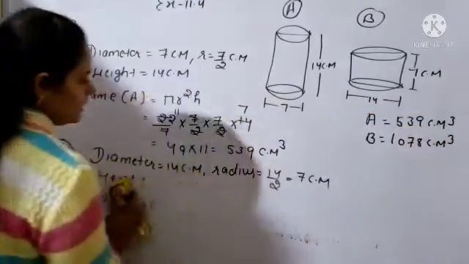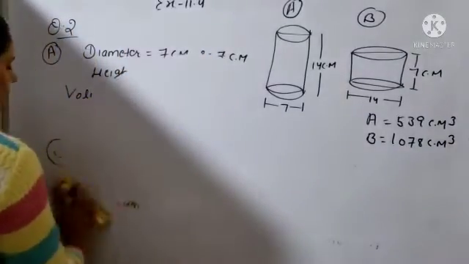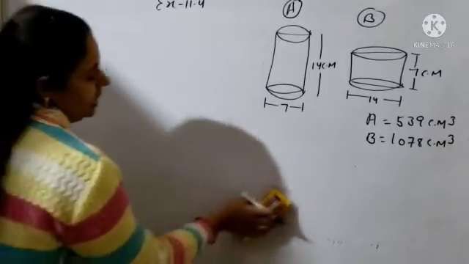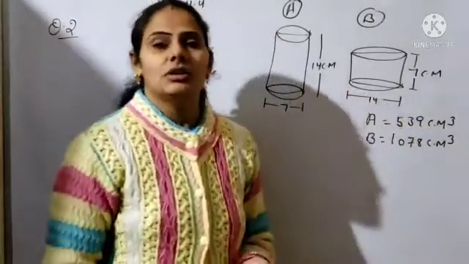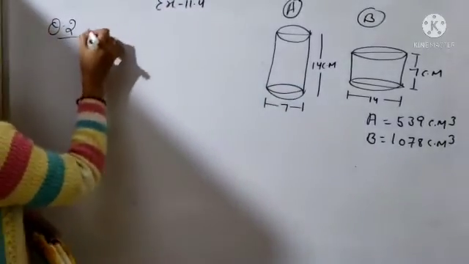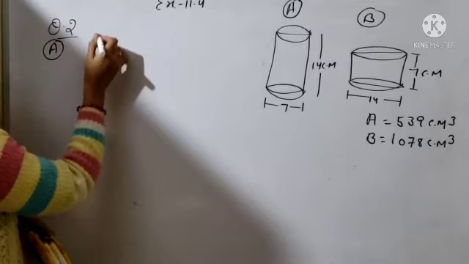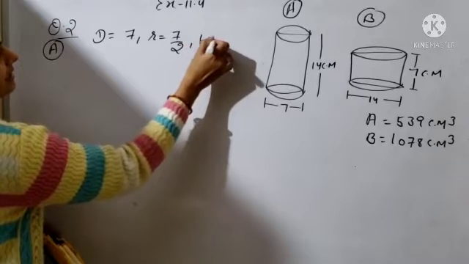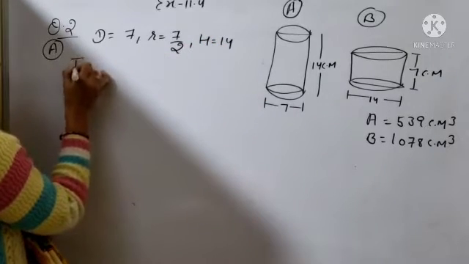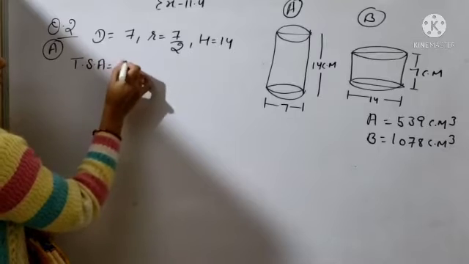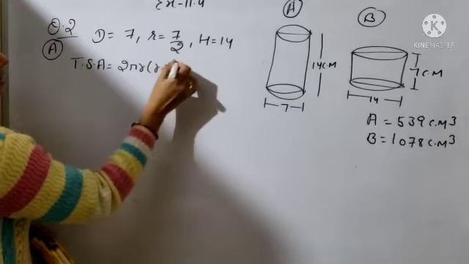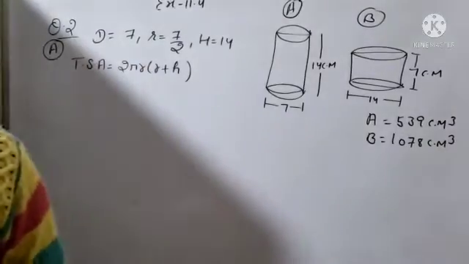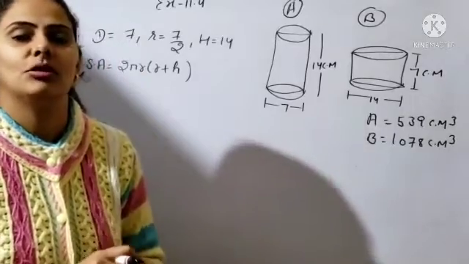Now we will find out the surface area, okay. So one by one we will find out the surface area also. Surface area means you will find out the total surface area. If nothing is given in the question, you have to find out the total surface area. So same, first for cylinder A we will find out. Diameter is 7, radius will be 7 by 2, and height is equal to 14, okay. So total surface area will be 2 pi r into r plus h. This is the total surface area of the cylinder. And when you are finding the lateral or curved surface area, you will put the formula 2 pi rh.